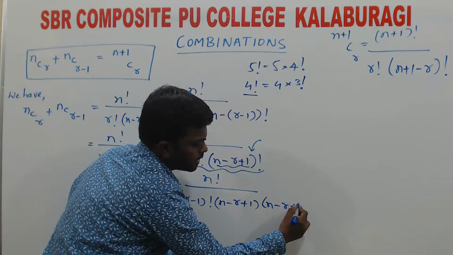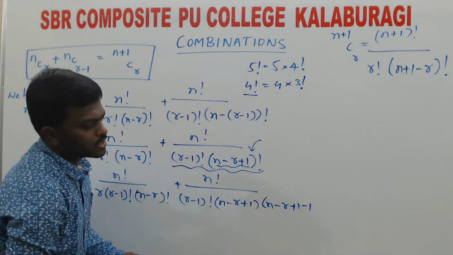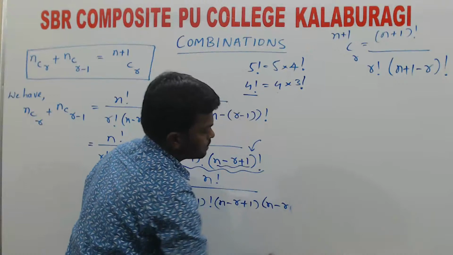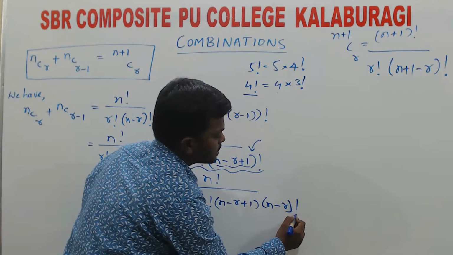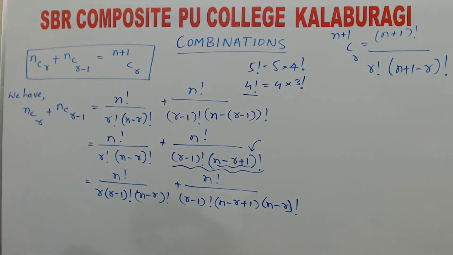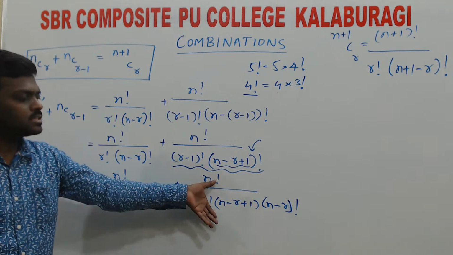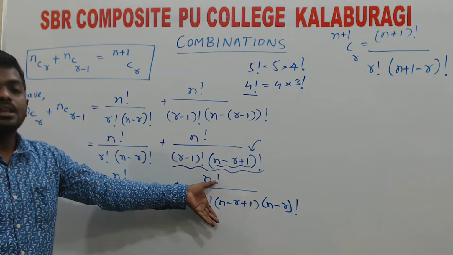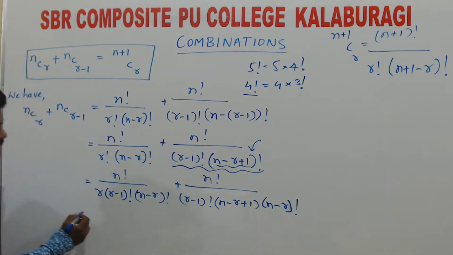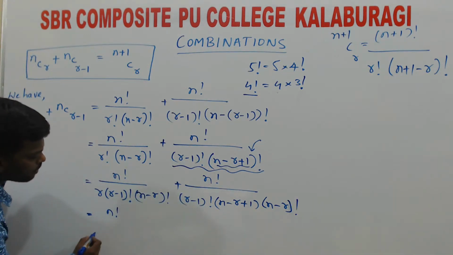So reduced by 1 means subtract 1. So plus 1 was there, and subtracting 1, plus 1 minus 1 cancels. So now it is n minus r factorial. Is that clear? So now you can see this term and this term have some common terms, or some like terms. You can take them common.